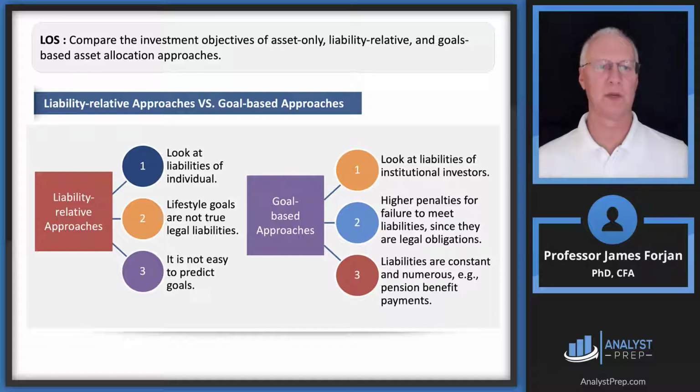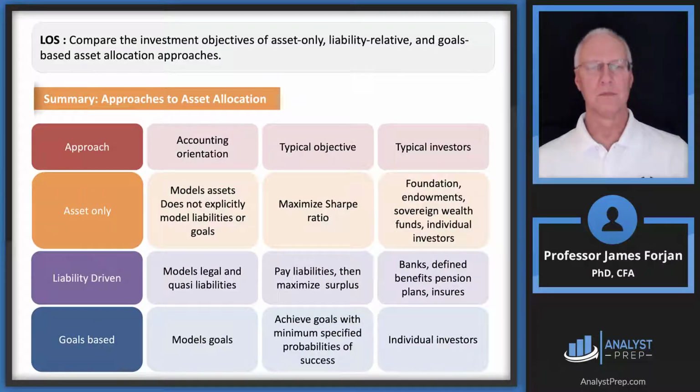So what's the difference between these last two? Liabilities of the individual versus the liabilities of the institution. Lifestyle goals, meaning those legal obligations. It's probably not easy to predict those, and it's probably super easy to predict those pension payouts. So look for those differences here to meet this compare LOS.